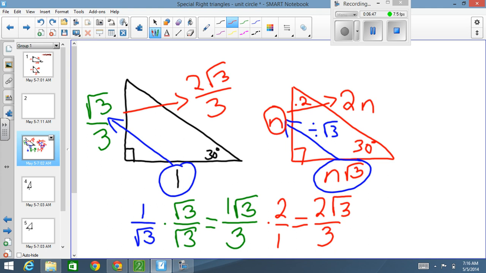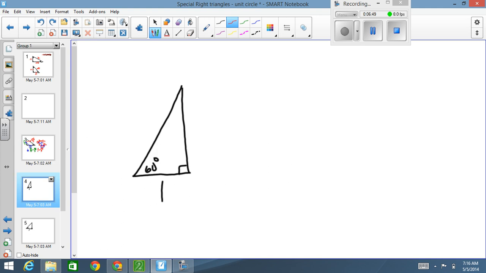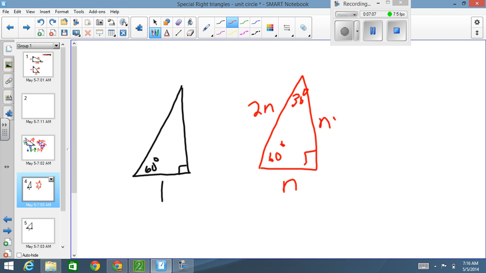Now that's going to be pretty much the hardest one, because what if I'm given one where now they give me the shortest side? Well, if this is 60, that means this has to be 30, and my shortest side is here. My longest side is 2n, my middle length side is n radical 3.